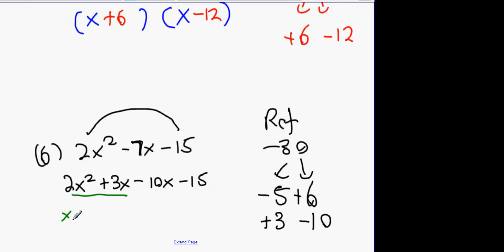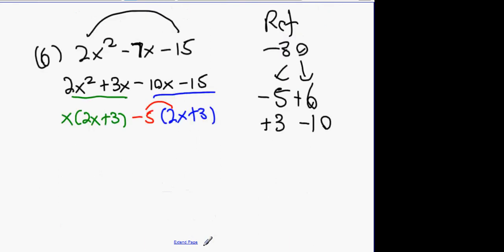X. X into 2x, and 3. Plus 3. Well done. Now what do we know about the next bracket? The next bracket is always the same. And what number goes in here to multiply 2x to give you minus 10x? Minus 5. And what do we get? X minus 5, bracket 2x plus 3. Okay, I'm going to stop.